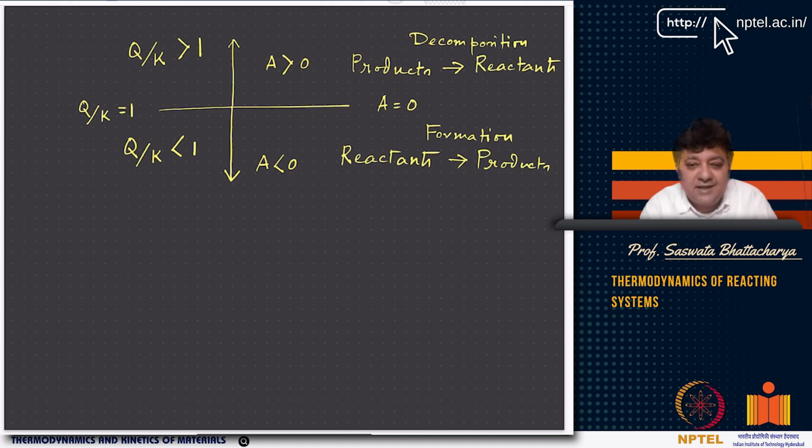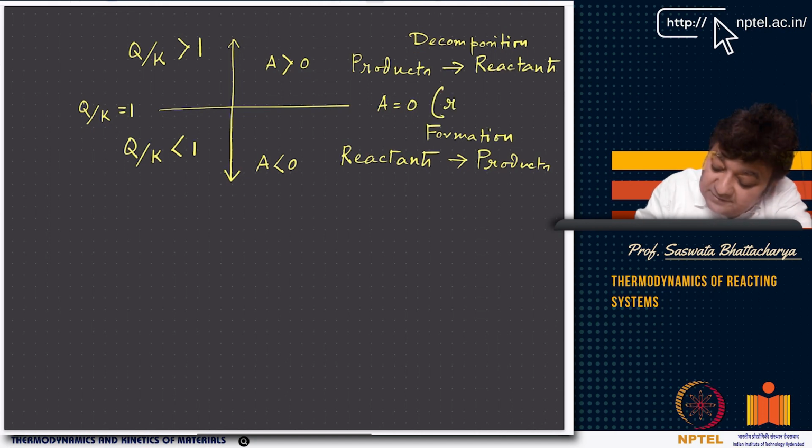On the other hand, when A equal to 0, then products and reactants are equally likely, and you have the equilibrium situation. These are reversible reactions. A equal to 0 is the reversible condition. The reaction becomes reversible. We have discussed this earlier.